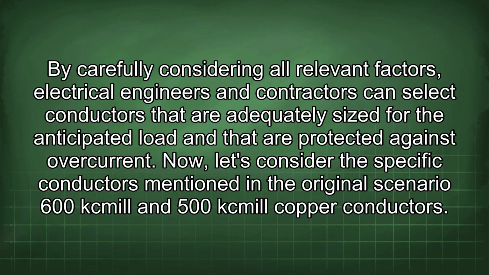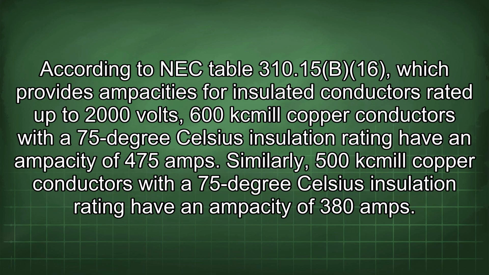Now, let's consider the specific conductors mentioned in the original scenario: 600 kcmil and 500 kcmil copper conductors. According to NEC Table 310.15(B)(16), which provides ampacities for insulated conductors rated up to 2000 volts, 600 kcmil copper conductors with a 75 degrees Celsius insulation rating have an ampacity of 475 amps. Similarly, 500 kcmil copper conductors with a 75 degrees Celsius insulation rating have an ampacity of 380 amps.